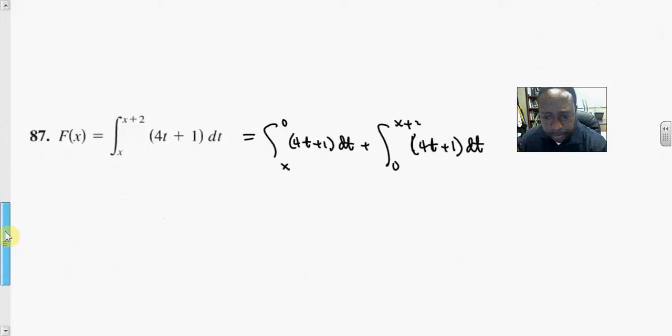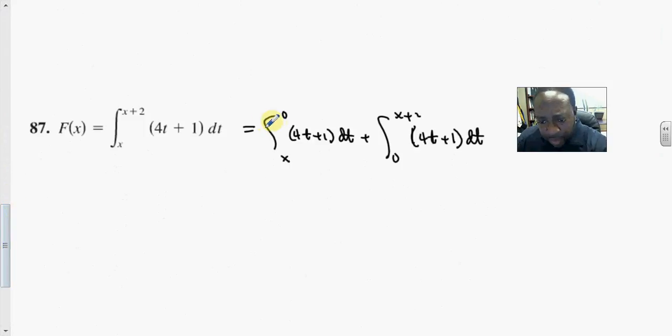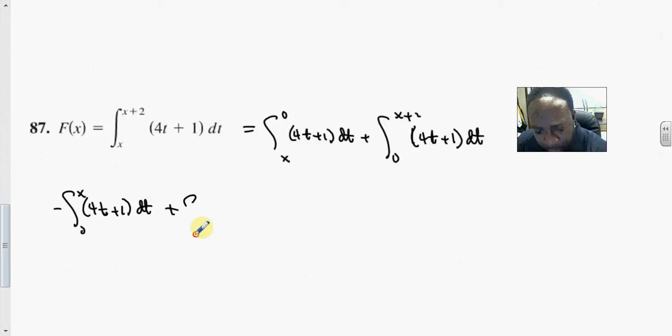dt. Well, this integration is swapped, so this is negative times the integral from 0 to x, we have that property, of 4t plus 1 dt. And we can do the work over here, but let's just go ahead and repeat it to be consistent with the first integral.